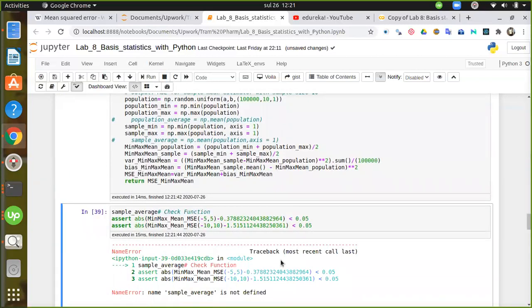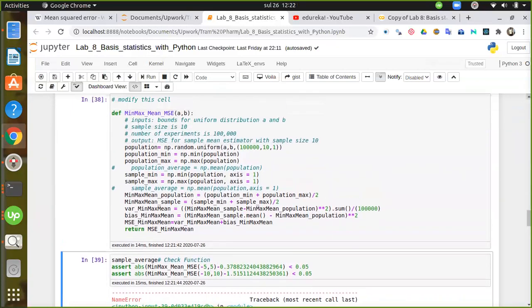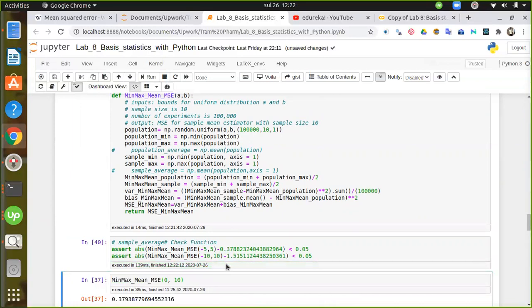Sample average is not defined. Where did I use sample average? You have the same code as me. Yeah, it still gives the error, right? Yeah. Okay, it worked.